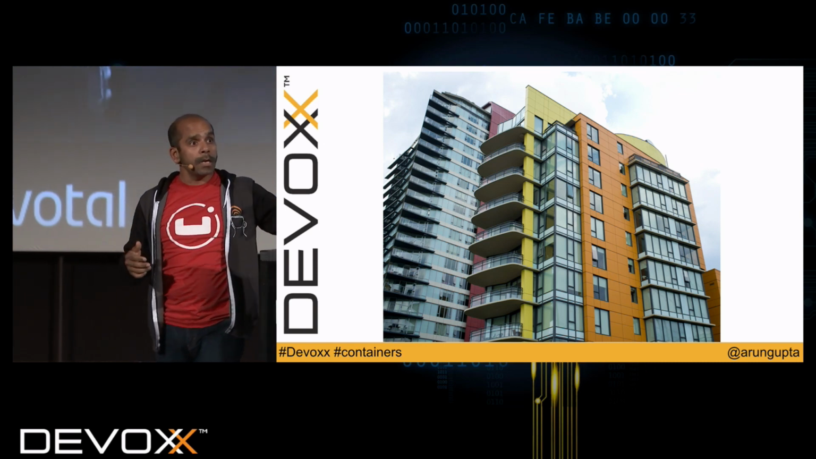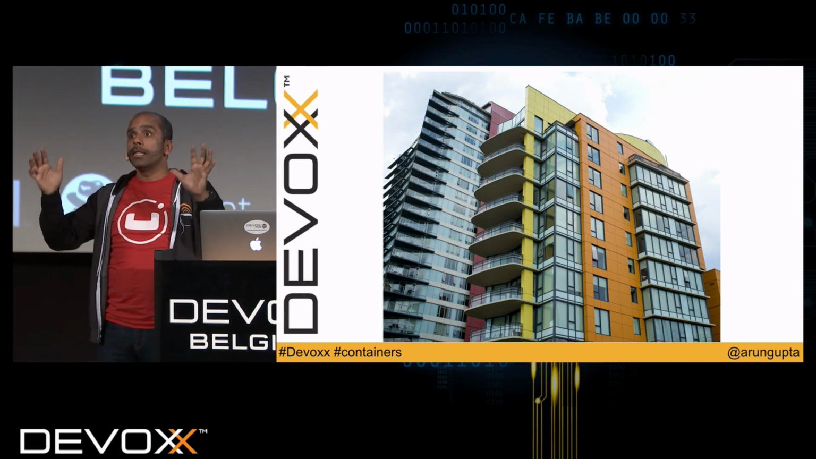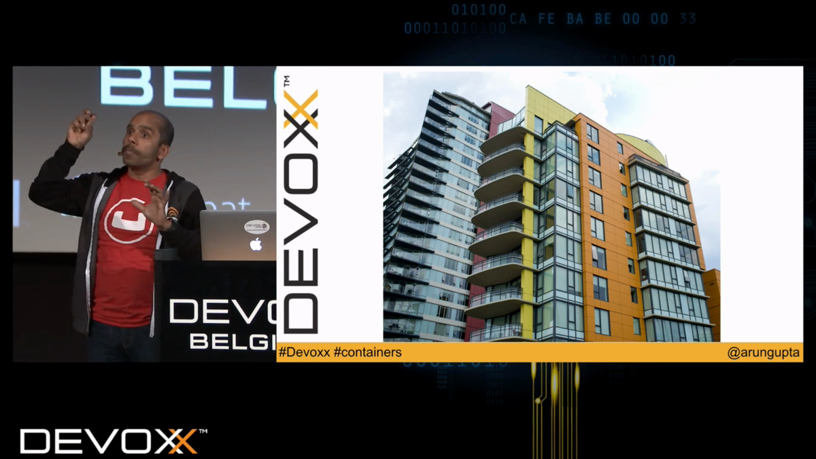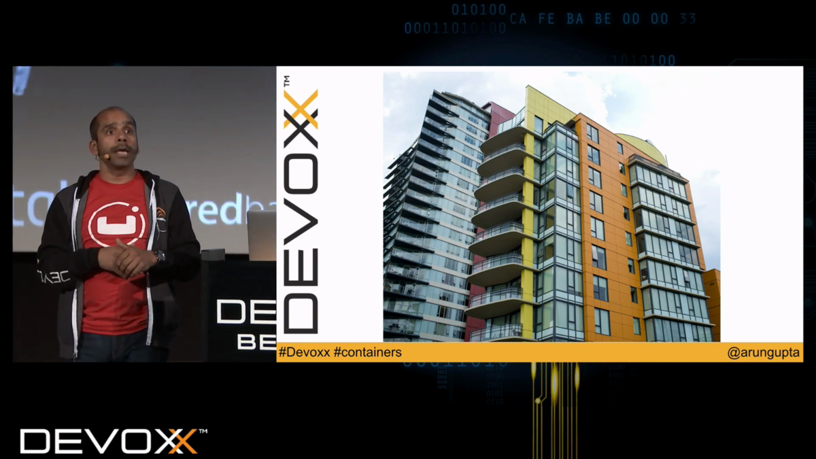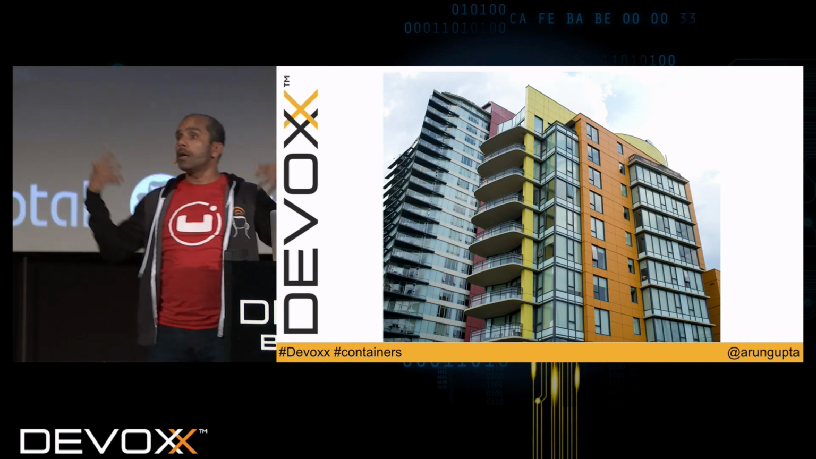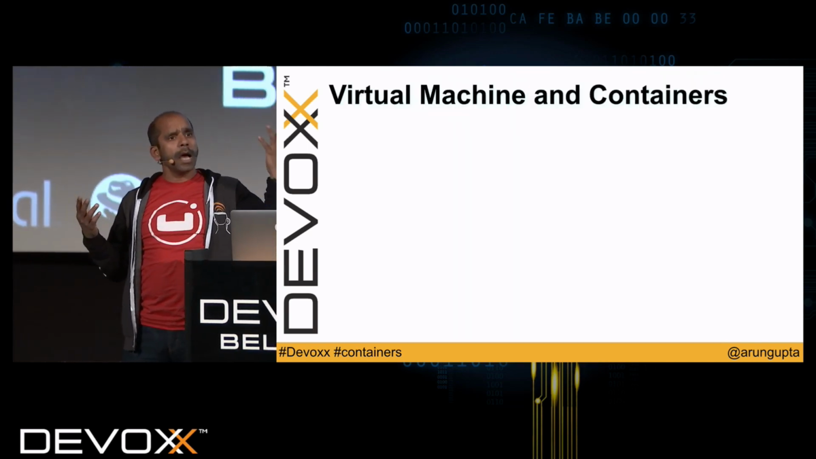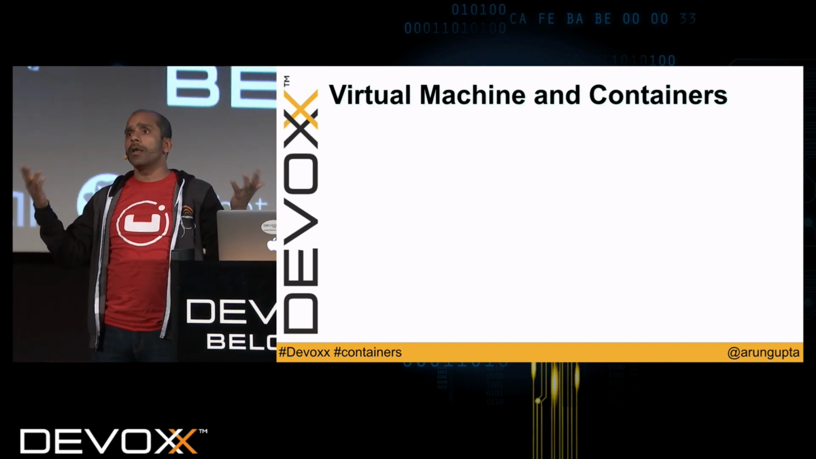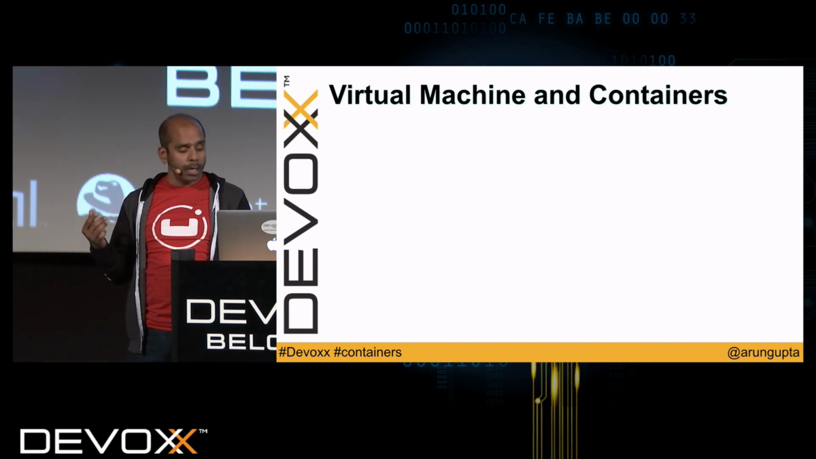And if you look at the similarity to the house itself, the apartment building has a gate, and then your apartment has a gate as well. They both prevent any unwanted guests coming into your property. So if I take that house and apartment analogy, let's see what the similarities and dissimilarities are between virtual machines and containers.